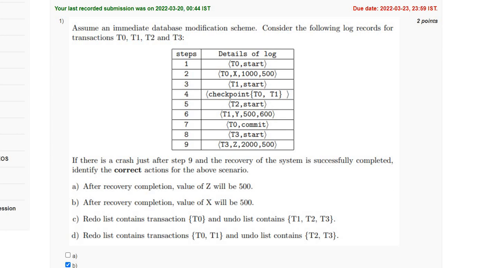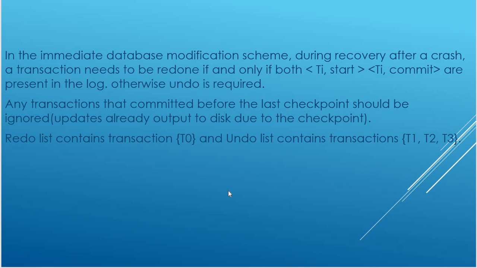So for the immediate database modification scheme, during the recovery after a crash, a transaction needs to be redone if and only if both the TI start and TI commit are present in the log, otherwise undo is required. So any transaction that is committed before the last checkpoint should be ignored because it is already output to disk due to the checkpoint.